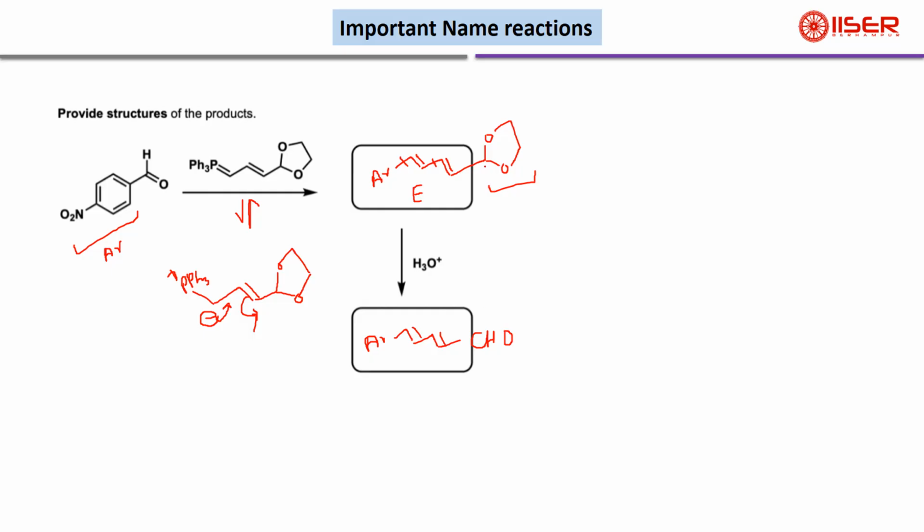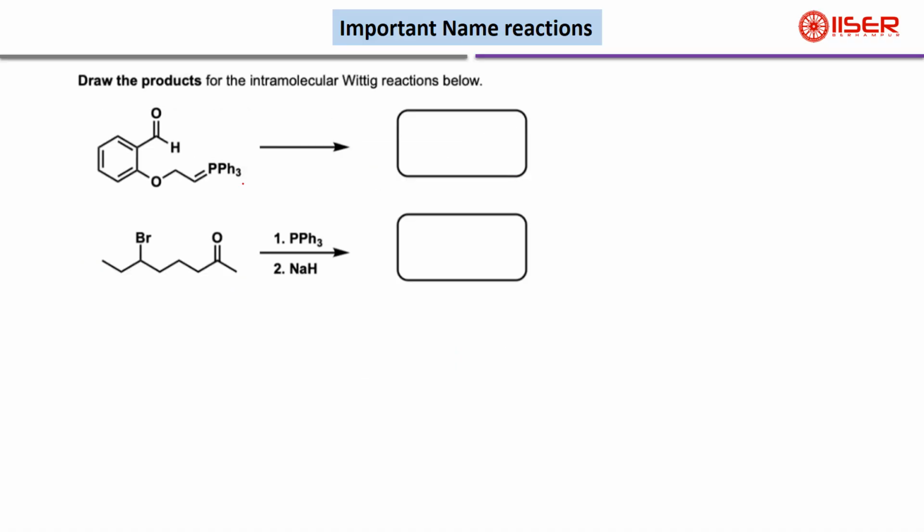Okay. Why have they done this protection? Because suppose you use this one unprotected, not in a protected form, it can react with its own molecule. That's why they use this as a protected form. So what will be the product in this case?